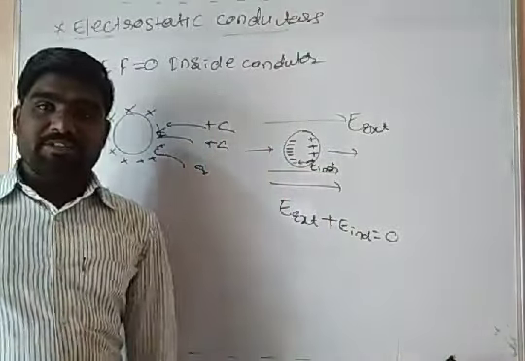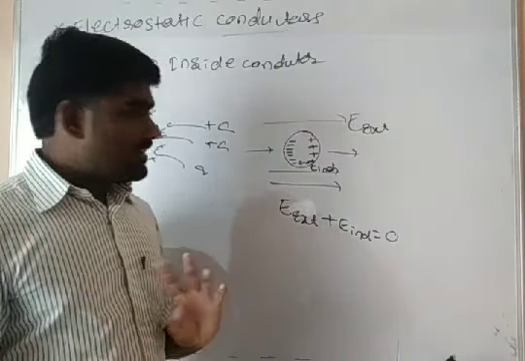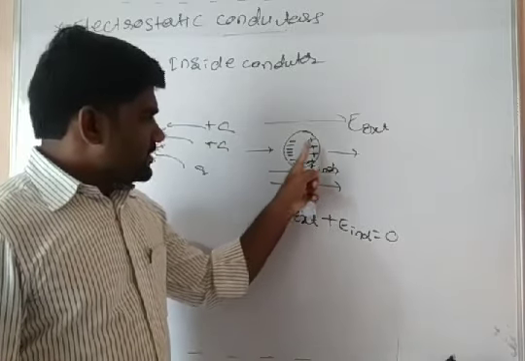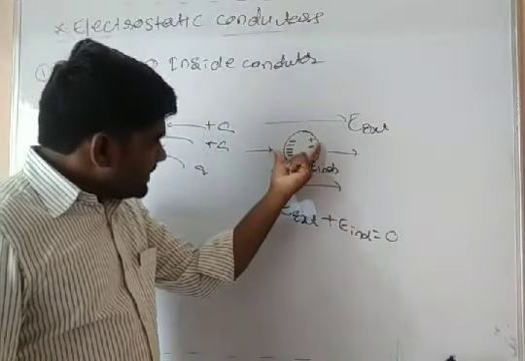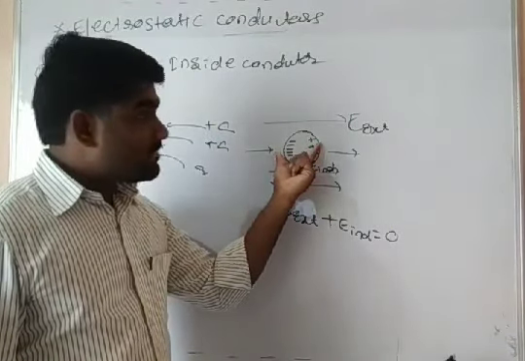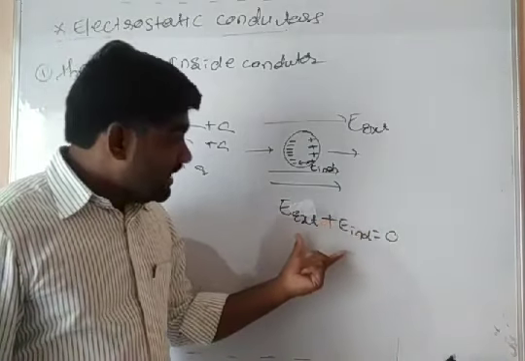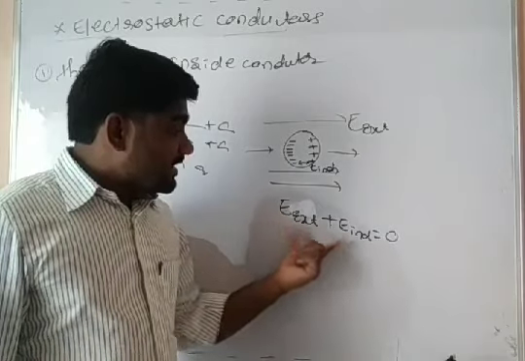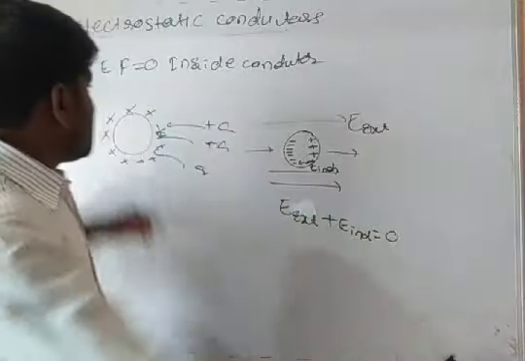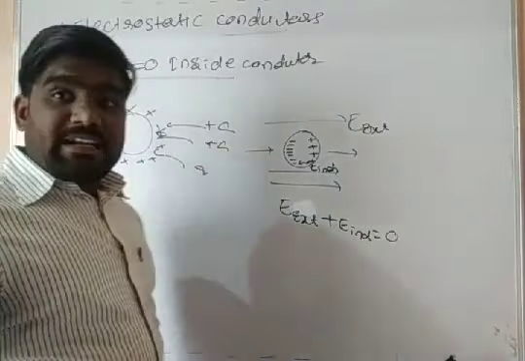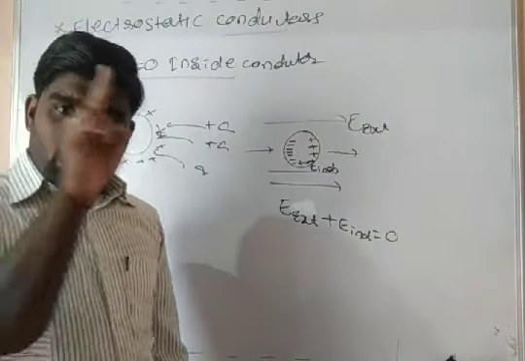How must the net field be zero? See here, it is your positive charge and it is your negative charge. They cancel each other, like this. Then inside the conductor the electric field must be equal and opposite to the external electric field. So the external electric field plus the induced electric field must be zero. From this we can conclude that inside the conductor the electric field must be zero.